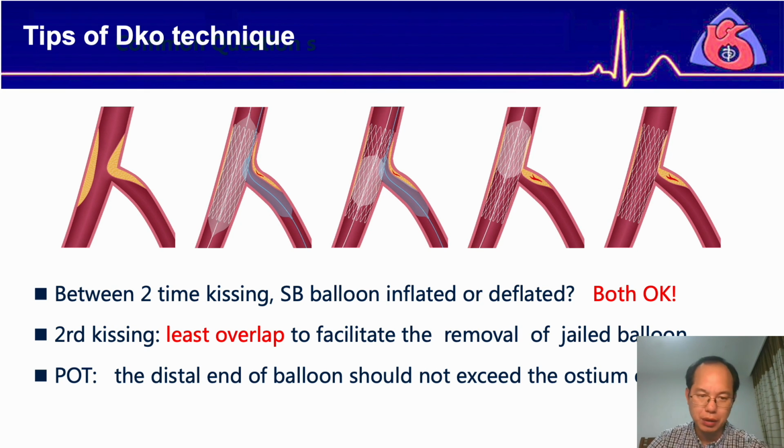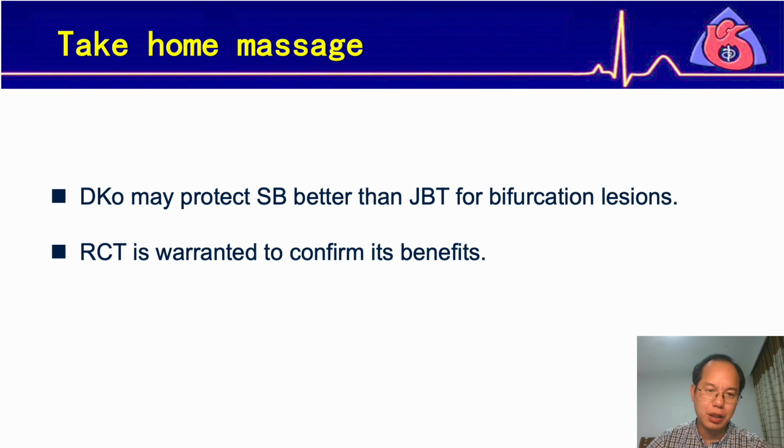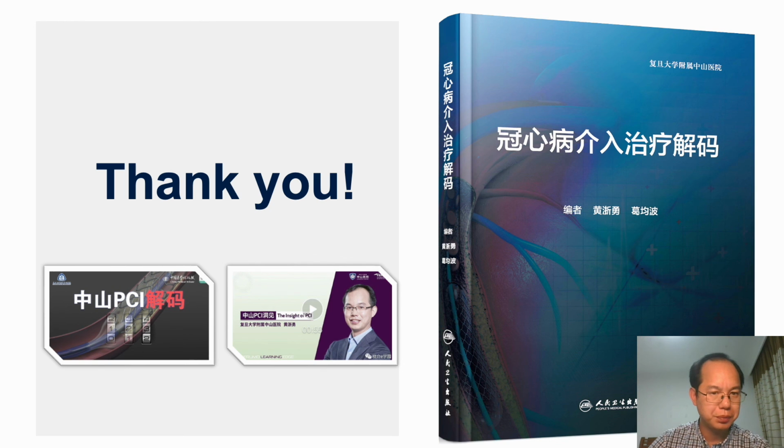At the stage of POT, the distal end of the balloon should not exceed the ostium of the side branch. So we think DKO may protect the side branch better than GBT for bifurcation lesion, and an RCT is warranted to confirm its benefit. Thank you.